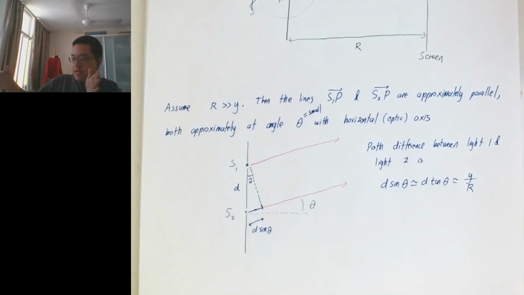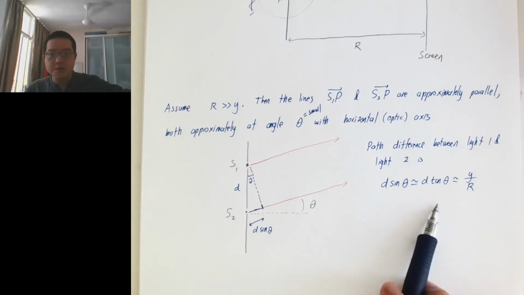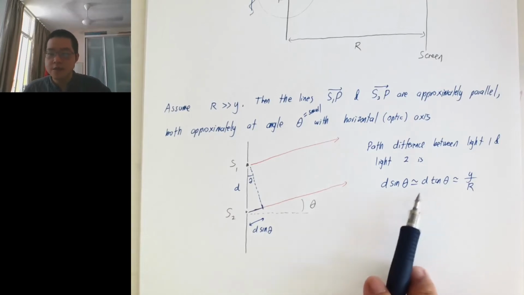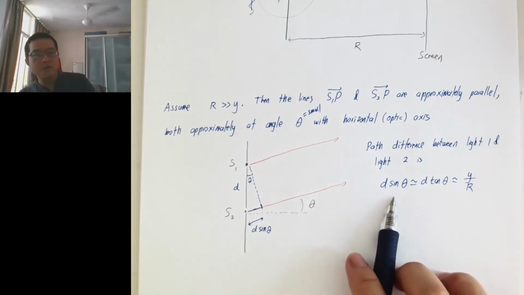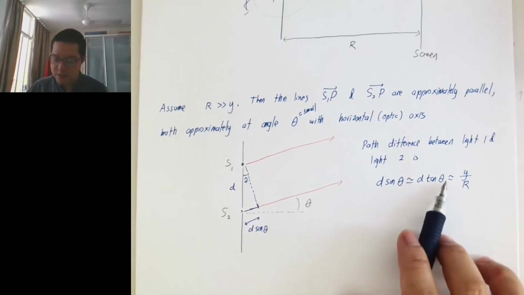If the screen is very far away, and far away here means 1 meter or 2 meters, because your light source is your laser pointer, just some small thing over here, and the screen is 1 or 2 meters away, you can already use this equation. Your screen is also a small piece of paper, and 1 meter away the angle is very small, so this equation is valid.